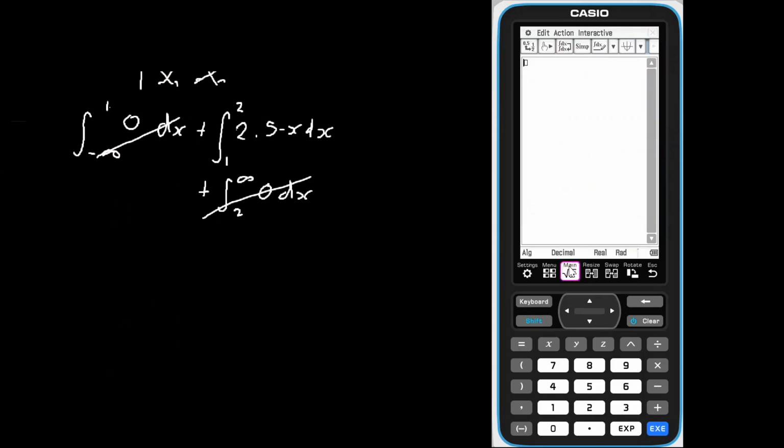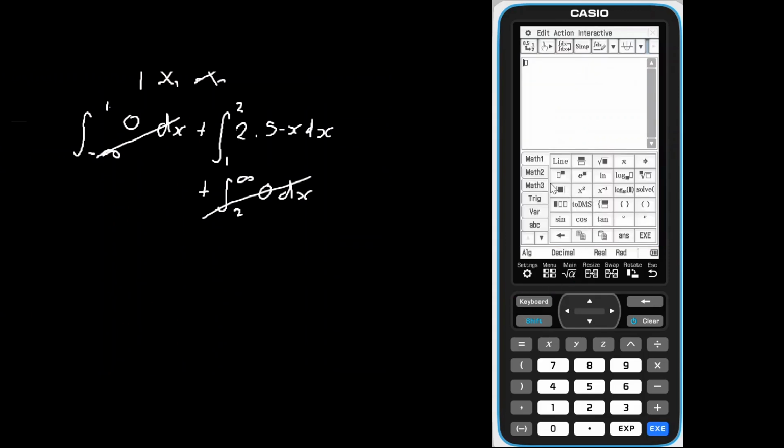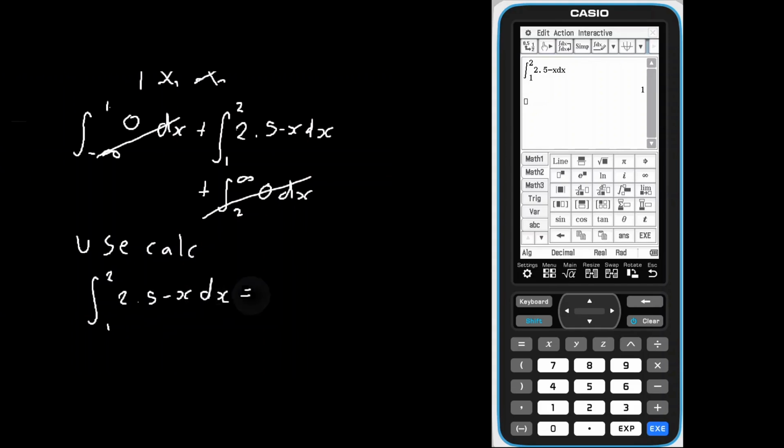So we'll go back to main. I'll open up my keyboard. We'll go to Math 2 to get our definite integral, and we'll go from 1 to 2, and 2.5 minus x for x there. And it does equal 1. So use calc, and you can say the integral from 1 to 2 of 2.5 minus x dx is equal to 1.